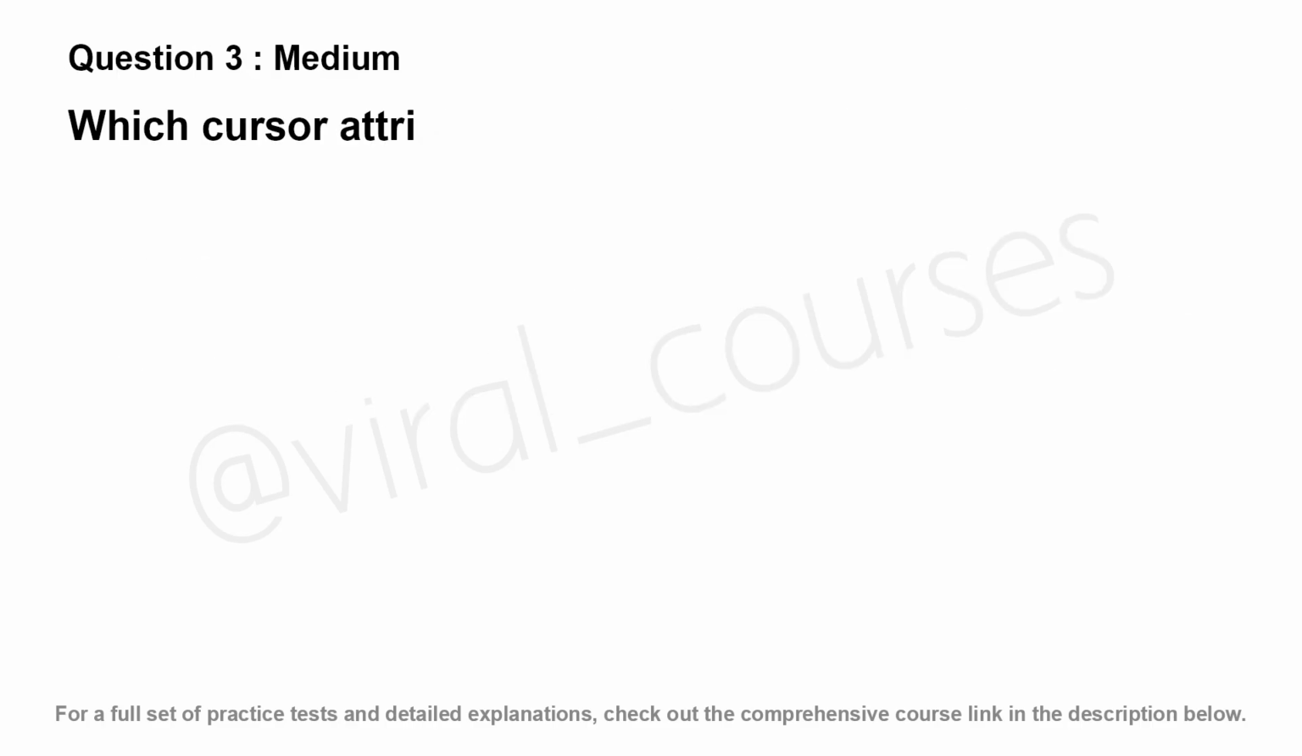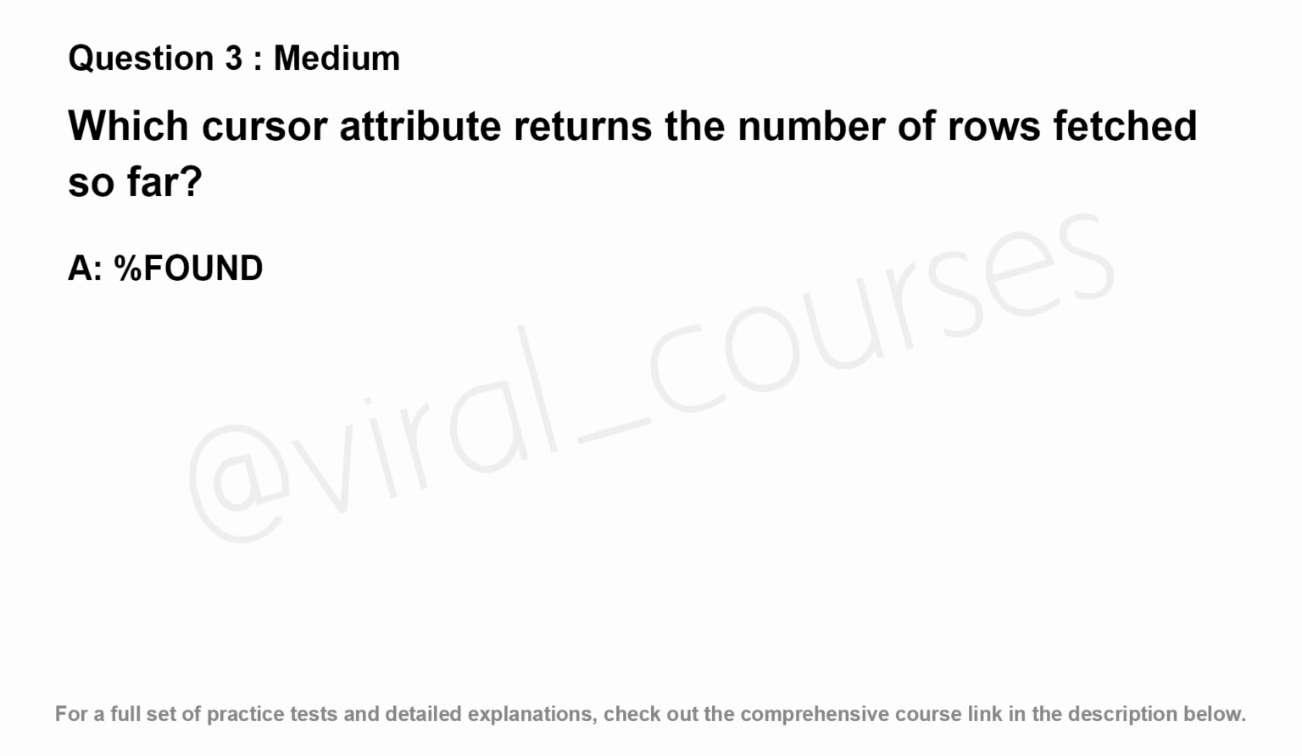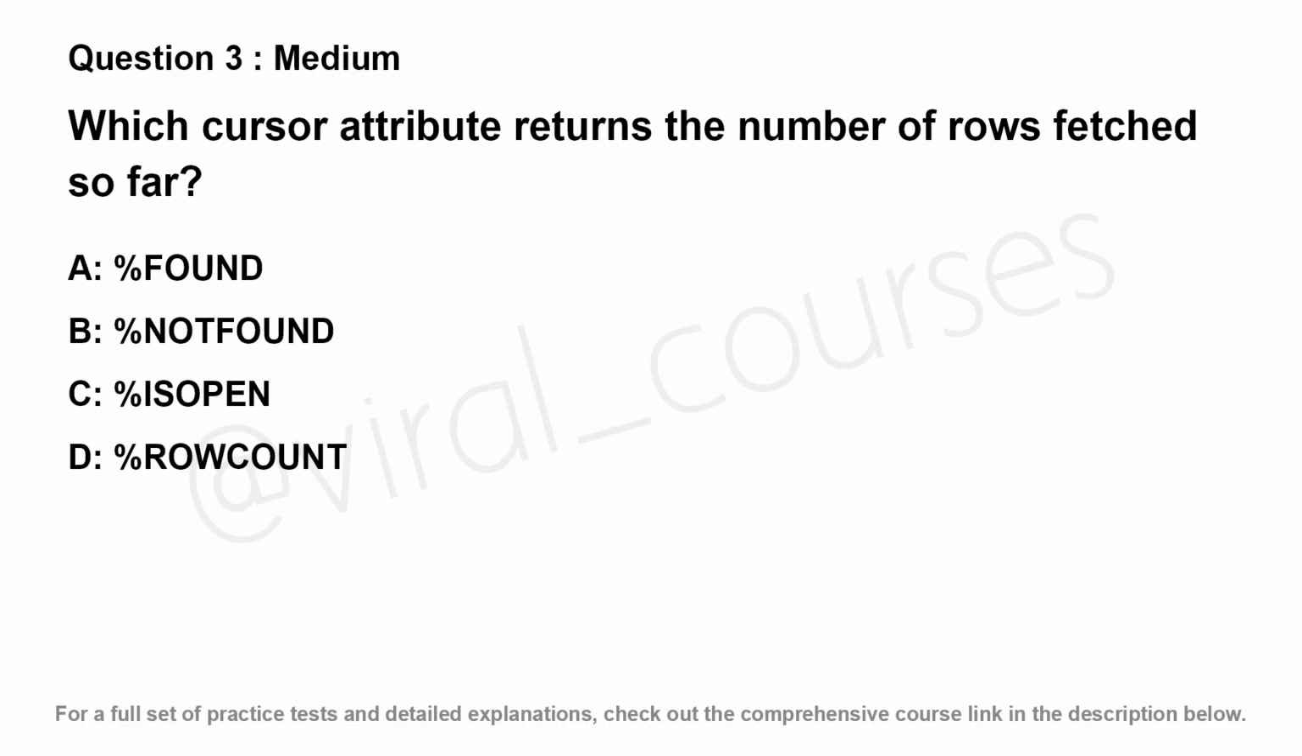Which cursor attribute returns the number of rows fetched so far? Option A, %FOUND. Option B, %NOTFOUND. Option C, %ISOPEN. Option D, %ROWCOUNT.